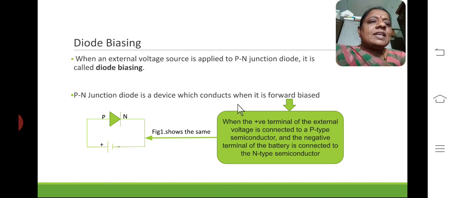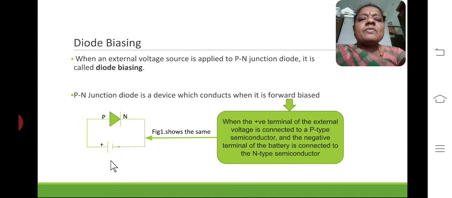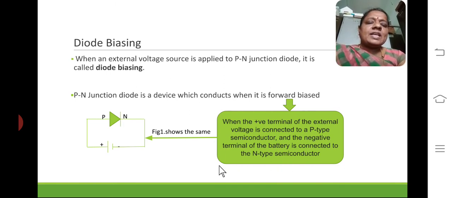Okay, here I have written the same definition for the forward bias. What do you mean by forward bias? When the positive of the battery is connected to the positive of the diode and the negative of the battery is connected to the negative of the diode, then it is called a forward bias. So note down the definition, the same thing I have written here. Let us hope all of you understood this biasing.